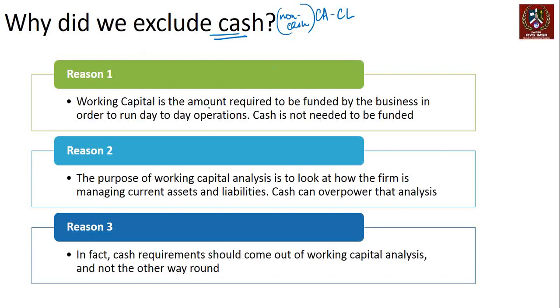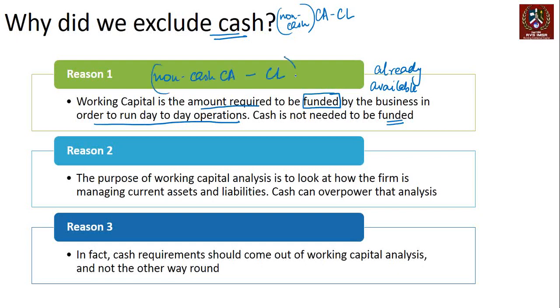The first one is that it is the amount required, remember the keyword, to be funded by the business in order to run day-to-day operations smoothly. Cash is not needed to be funded. Cash is already there. So cash is already available. You don't need to fund it. You only need to find out what is the amount of money that is blocked in the business, and that's non-cash current assets minus current liabilities.